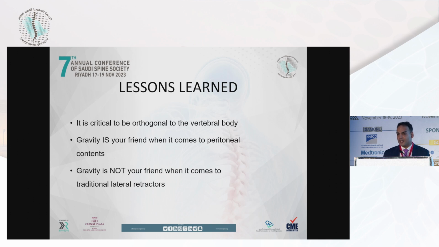In terms of lessons that I've learned, maybe the hard way, it's really, really important to be orthogonal. Just like direct lateral, it's harder to maintain that orthogonality in your mind while you're prone. So you have to really be careful about that. I think that you can say that gravity is your friend as it relates to the peritoneal contents. It is not your friend in terms of the retractors. So a lot of the lateral retractors are very heavy, and so when you put them there, they will tend to fall more anterior. So you have to be very careful about that.